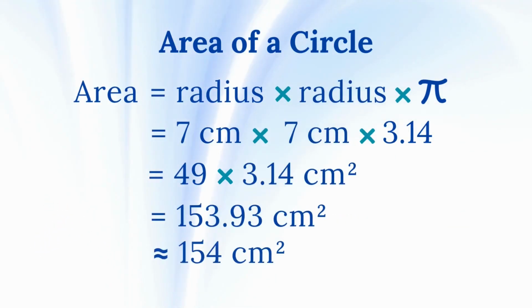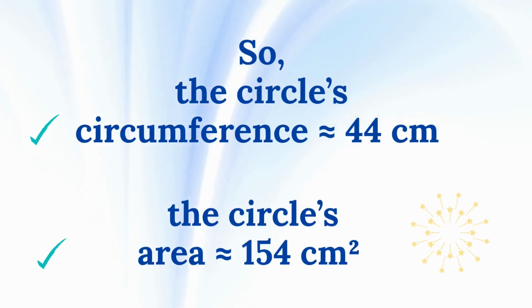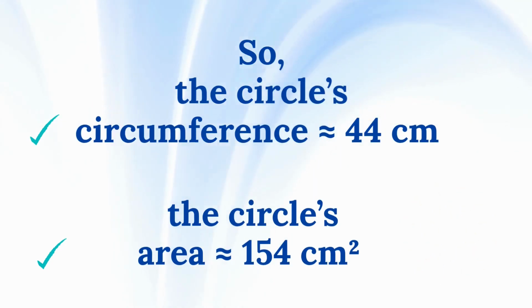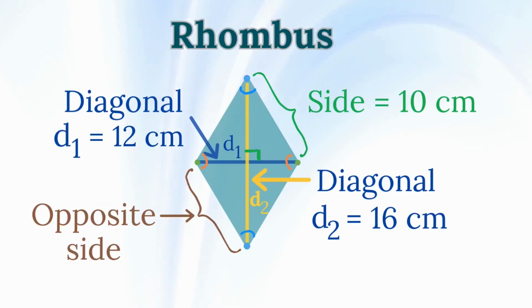To find the area, multiply pi by the radius times itself. Area equals 3.14 times 7 times 7, which is about 154 square centimeters. So, the circle's circumference is about 44 centimeters, and its area is about 154 square centimeters. Now, let's move to the rhombus.